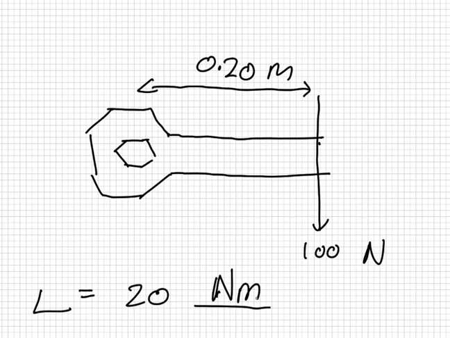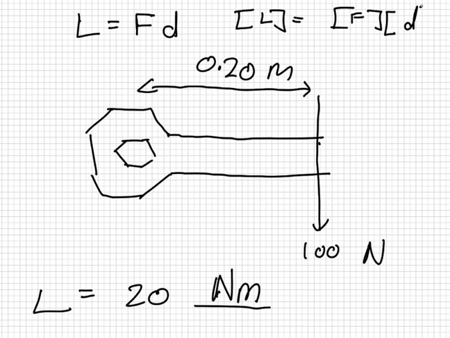Newton meters. How did I work that out? Well, what's the formula for turning force? It's force multiplied by distance. What's the unit for turning force? That is the unit for force multiplied by the unit for distance. What's the unit for force? Newton, and for distance, meter. Okay, so that's 20 Newton meters.